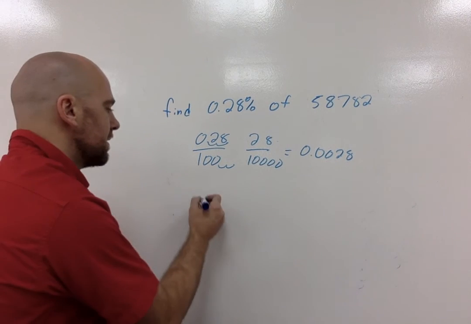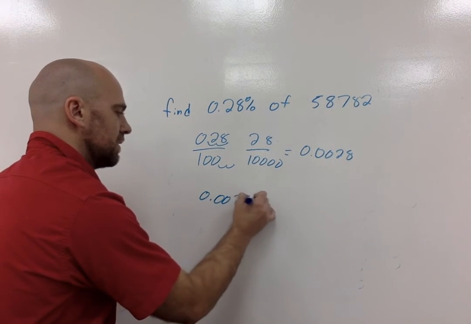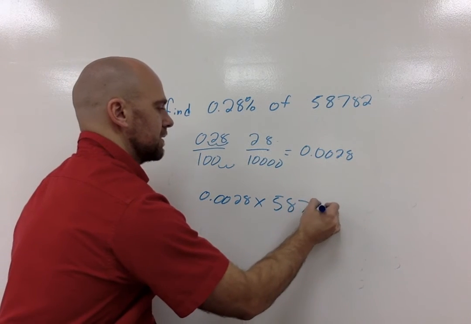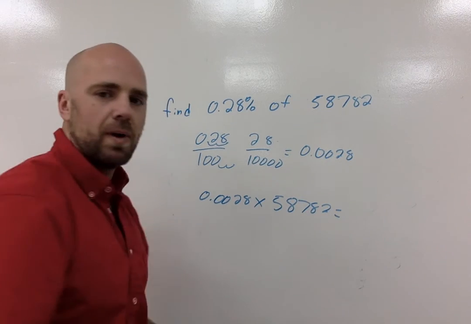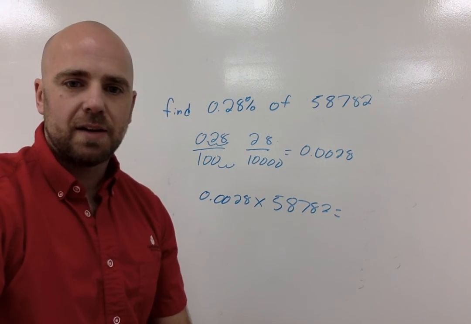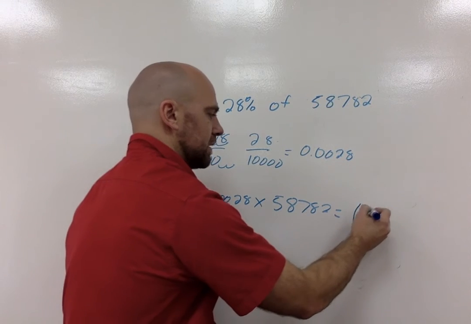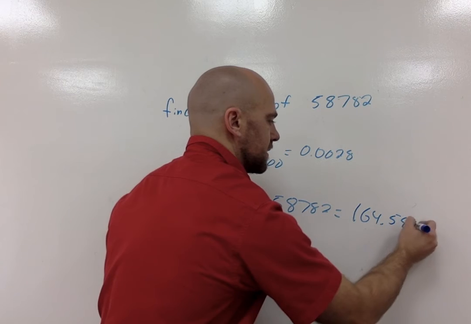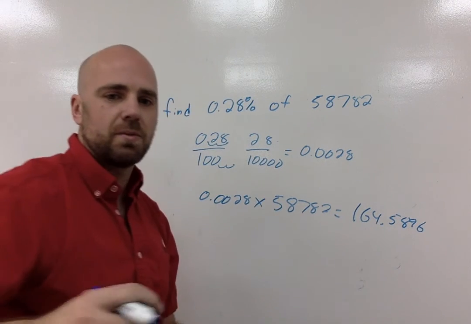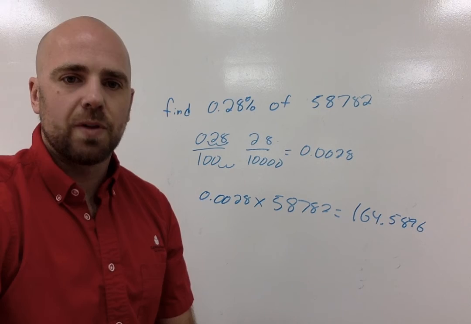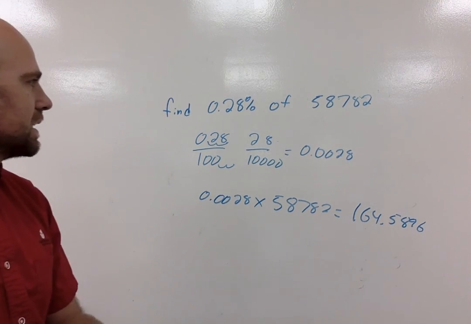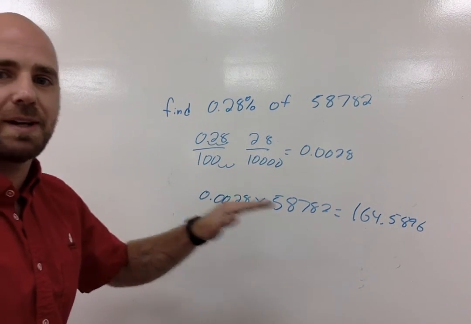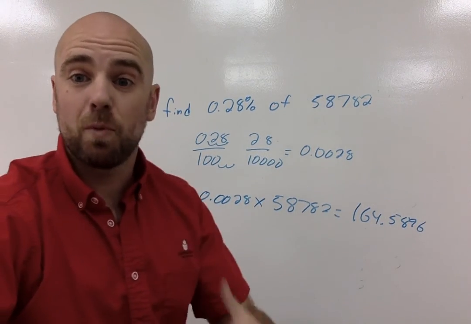So that becomes my decimal. This is now the number 0.0028 times my whole, 58,782. When I do that calculation, I am going to get 164.5896, and there's probably more that goes on with it. That's exactly how you go about calculating it. I need to turn my percent into a decimal, and then I multiply my decimal by my whole number to find out what that is.